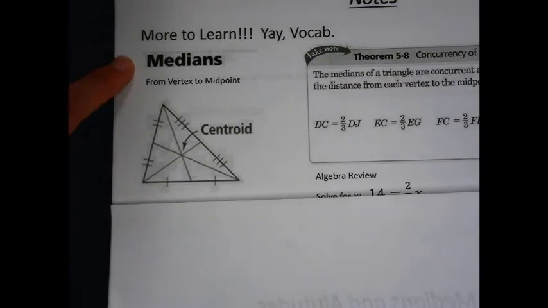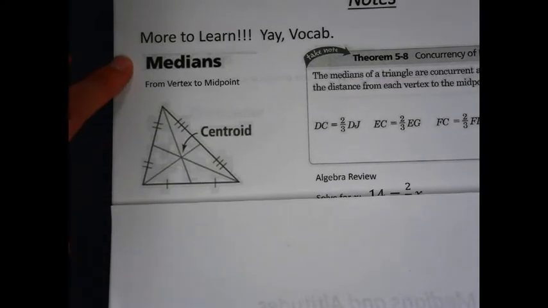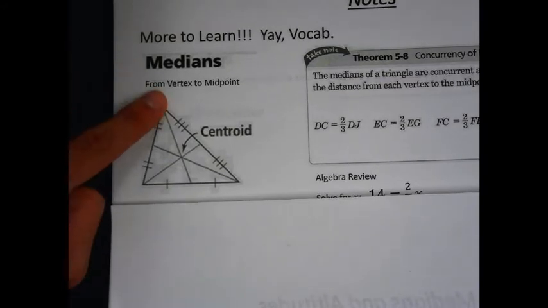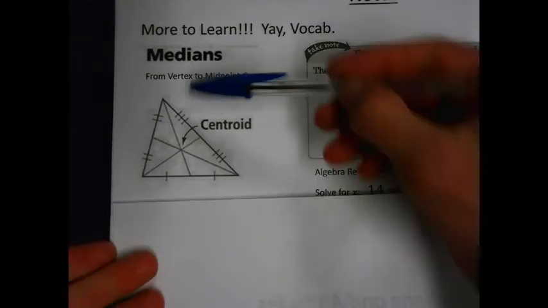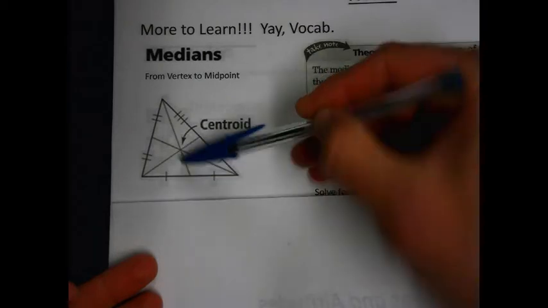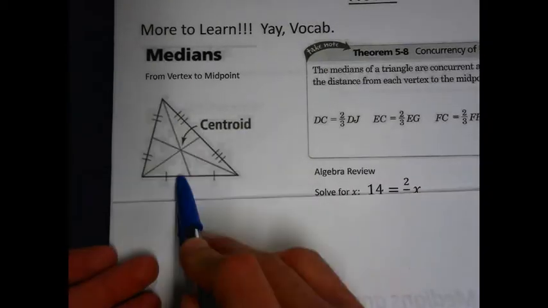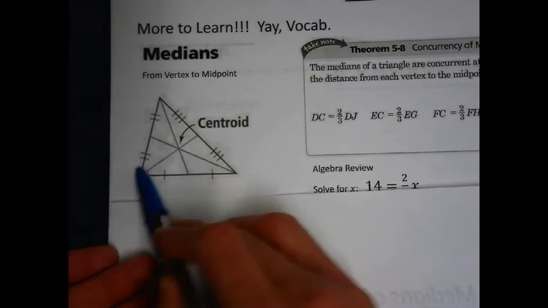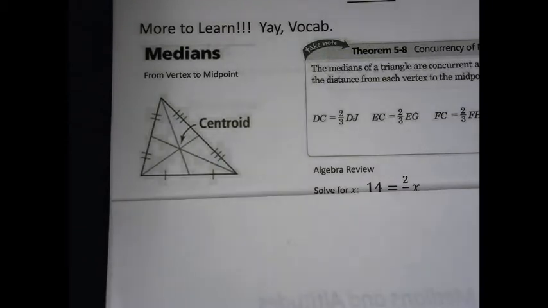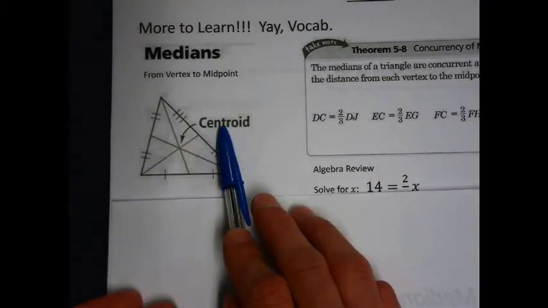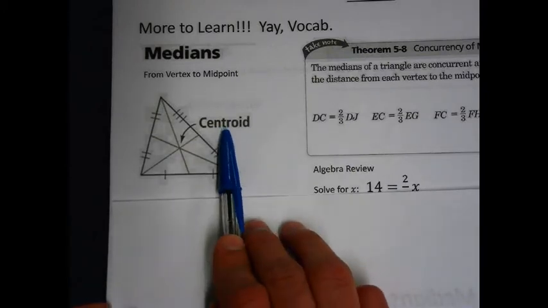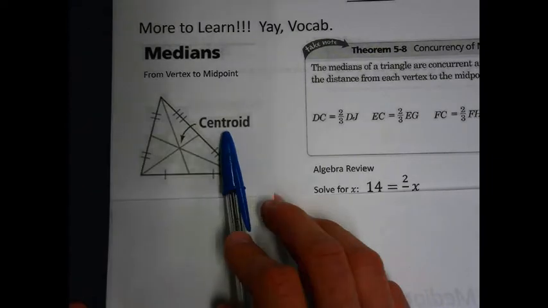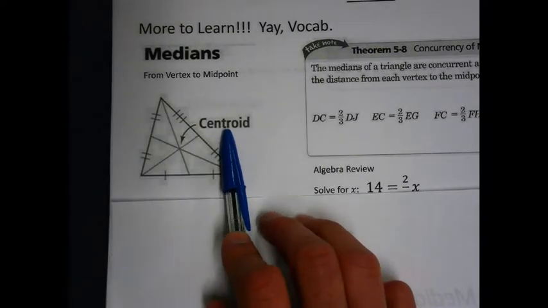A median goes from the vertex of a triangle to the midpoint of the opposite side. From the vertex to the midpoint of the opposite side, vertex to the midpoint. That is a median. Make sure you know that. Where they meet, the point of concurrency, is called the centroid. Isn't that an awesome name? That's such a cool word. I love it. Now, there's something cool about the centroid.